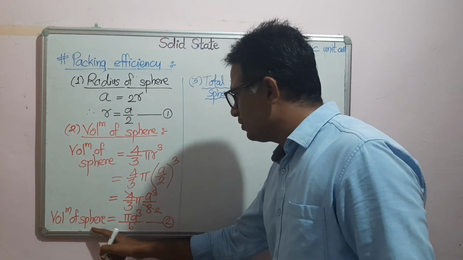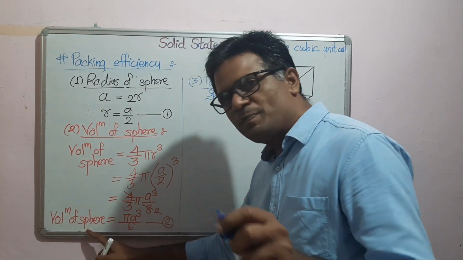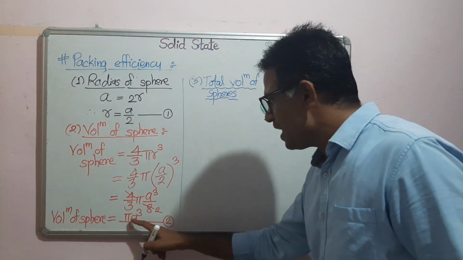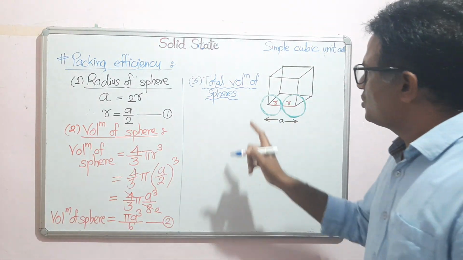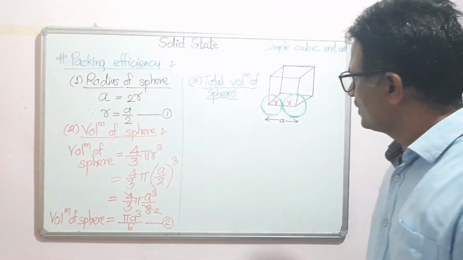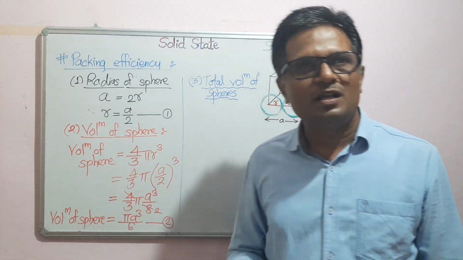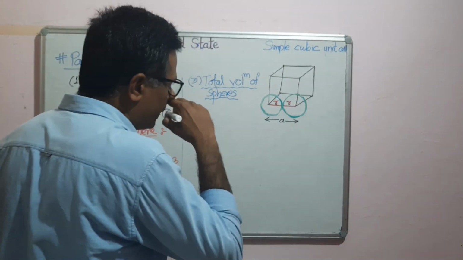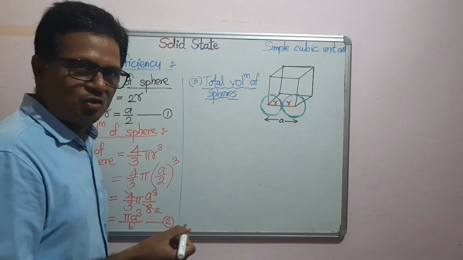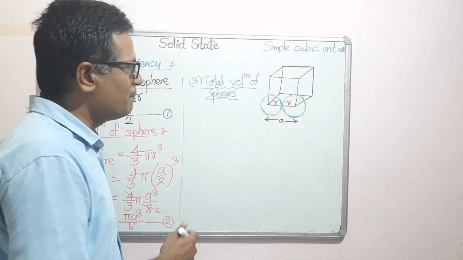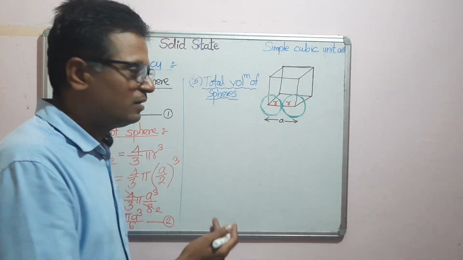So the volume of a sphere or particle in a simple cubic unit cell is pi a cube by 6. So how do we find the total volume of spheres in a simple cubic unit cell? You must know the total number of spheres in the simple cubic unit cell. That we have already discussed in the previous videos, in the early part of the second or third video.